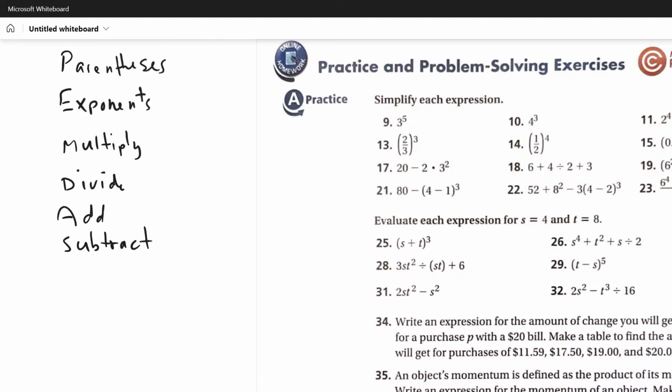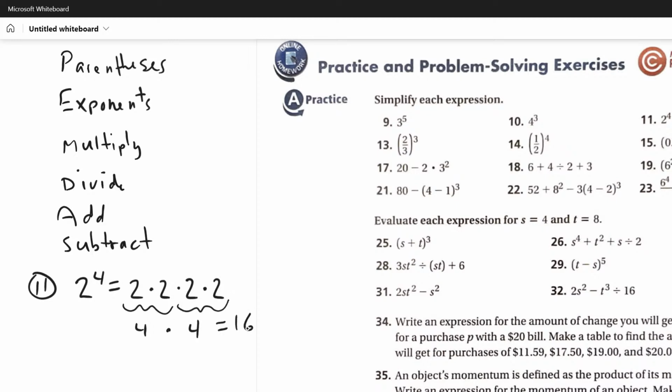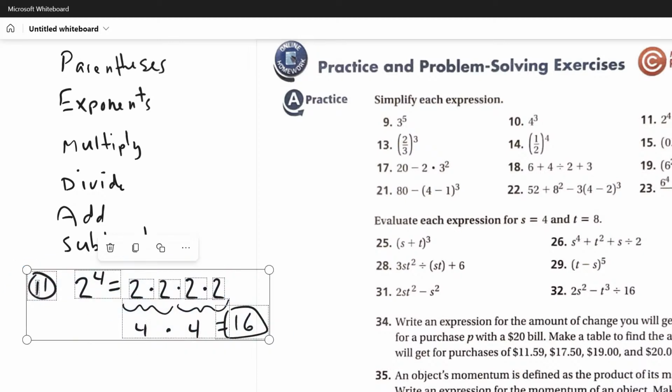Okay, let's do number 11, right? So 11 is, let's see, that's 2 to the fourth. And 2 to the fourth means 2 times 2 times 2 times 2. Okay, so 2 times 2 is 4, and 2 times 2 is 4, like I said. And 4 times 4, well, that's 16. So 2 to the fourth is 16. Great. Okay, I see number 13 has some fractions on it. So let's get on with the fractions here.